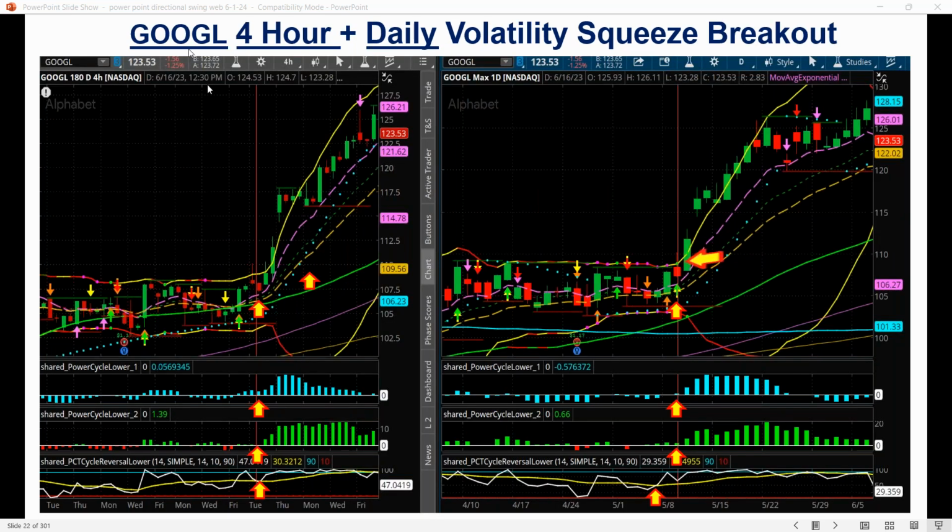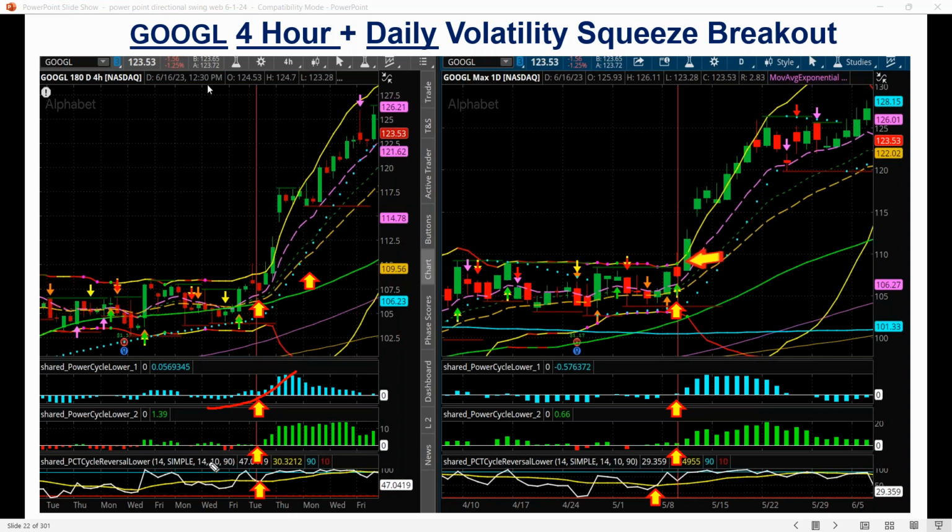Now, here are some other examples. That was one, but these are trade setups that we took off this different pattern. Here's one on Google, with the 4-hour and the daily squeeze. You can see Google right here had a really tight consolidation on the 4-hour time frame. And this is what I call the alignment of your momentum.